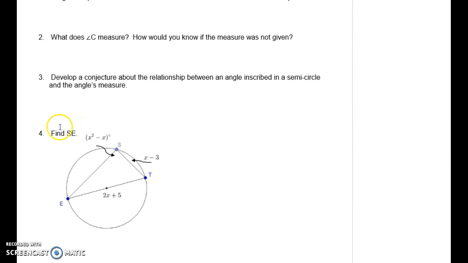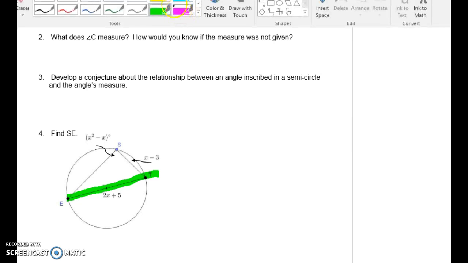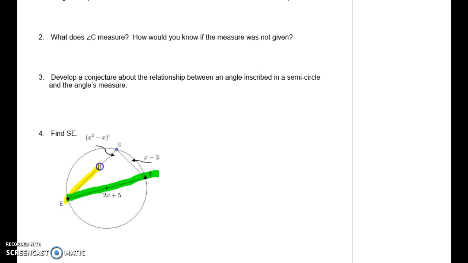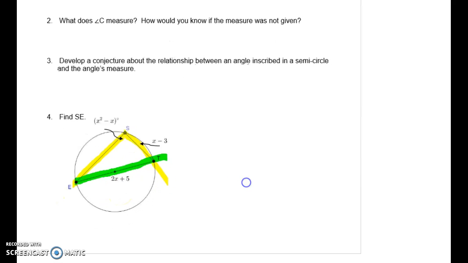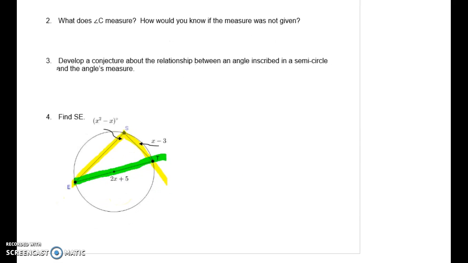So here we want to find the measure of segment SE. Notice that's a segment versus an angle. So what I notice about this one is that this segment right here, TE, is a diameter. And the fact that it's a diameter tells me that I've got a semicircle going on. If I'm looking at angle S and I were to highlight that one, angle S cuts off the same points as that diameter does, which tells me then that is an inscribed angle on a semicircle. So if I know I've got 180 degrees here, then this will equal 90 degrees.